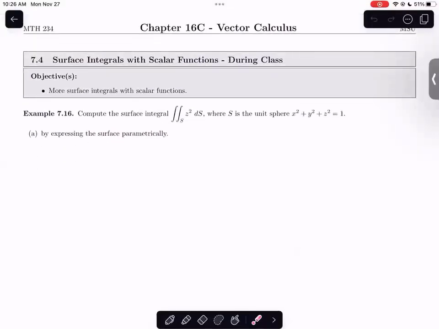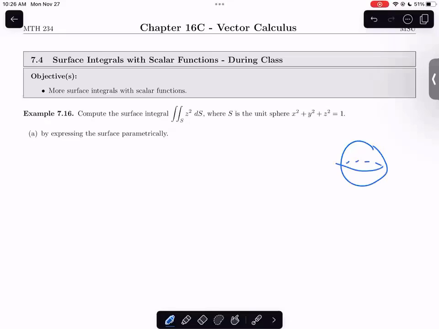So I'd like to start off by computing the surface integral of z squared dS, where S is this unit sphere. And we're going to do it in two different ways. We're going to first express this surface parametrically, and then we're going to express this surface explicitly and calculate it out that way. So again, the surface that we are over is this unit sphere. It's a sphere of radius 1 centered at the origin.